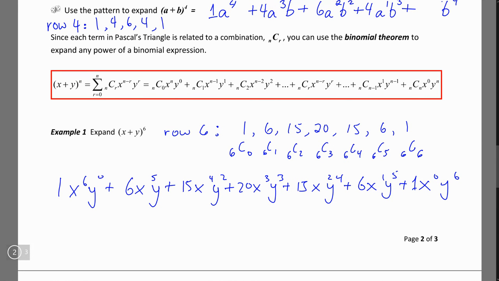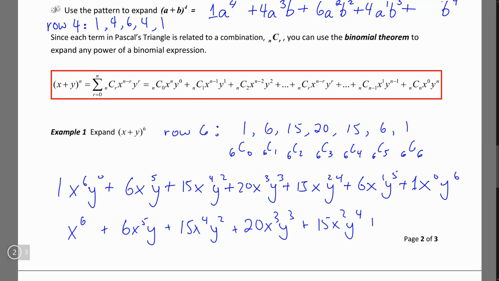And there you go. That's your expanded form. Clean it up a little bit. You don't need the y to the power 0s. You can make the ones invisible. So x to the power 6 plus 6x^5y plus 15x^4y squared plus 20x cubed y cubed plus 15x squared y^4 plus 6xy^5 plus y^6.